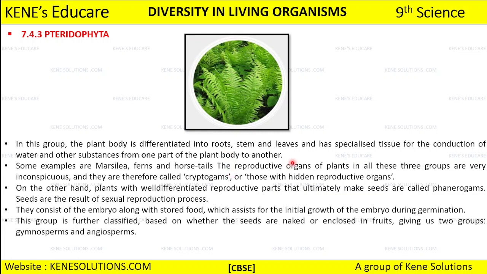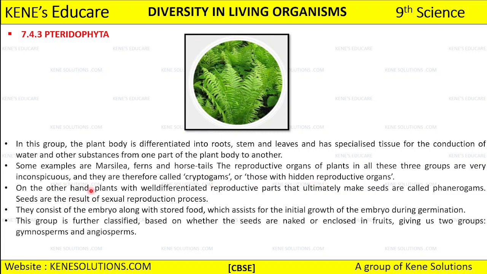Now the reproductive organs of the plants in all these three groups are very inconspicuous, and therefore they are called cryptogams, those with hidden reproductive organs. All the plants that come under these three groups that we have studied are very inconspicuous with respect to their reproductive organs. Because their reproductive organs are hidden, that is why we call them cryptogams. What do we call them? Cryptogams. Cryptogams means hidden reproductive organ.